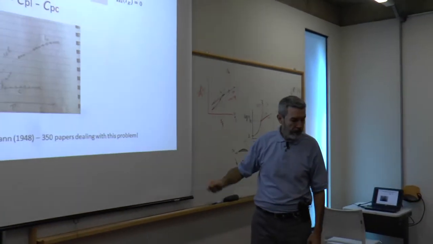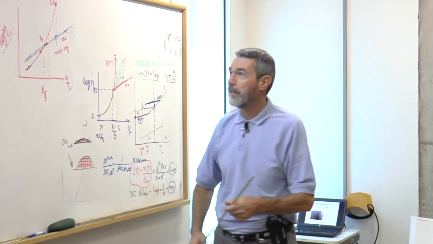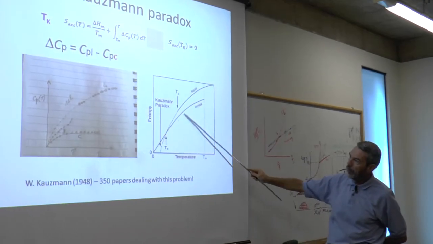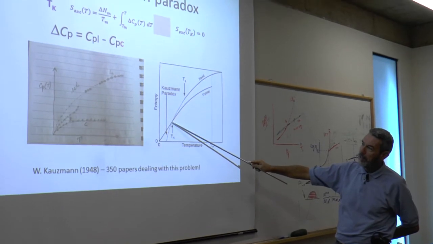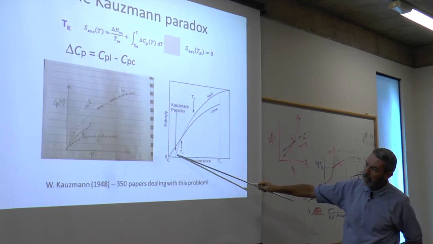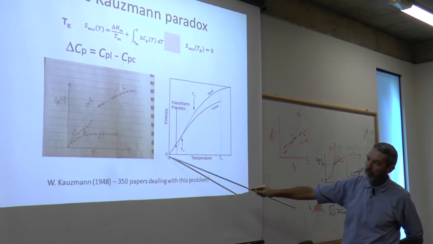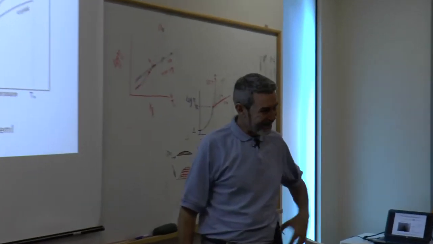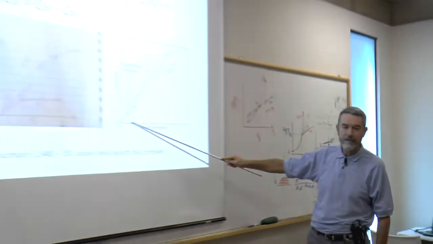Okay? And the plot then looks like this one. The entropy of the liquid and the entropy of the crystal will be equal at some point. And the real paradox is that if we extrapolate here, the entropy becomes 0 above 0 Kelvin. And that violates the third law of thermodynamics. This is the real paradox. It's not exactly there, but here.